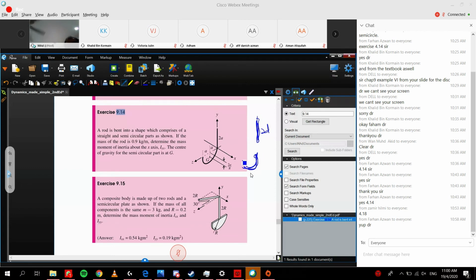So we have two components. One is the rod of length 2d, and the second one is the semicircular ring. Remember in your table you have disc, you have ring. So the solution for this, the semicircular ring, is the same as the example of the semicircular disc. In your table you are given the formula for this axis.